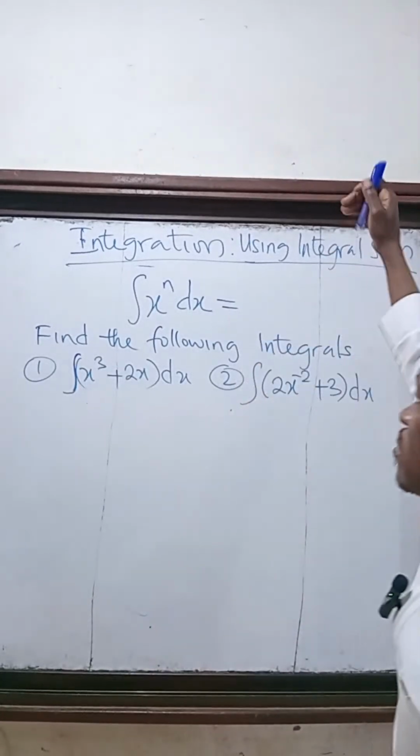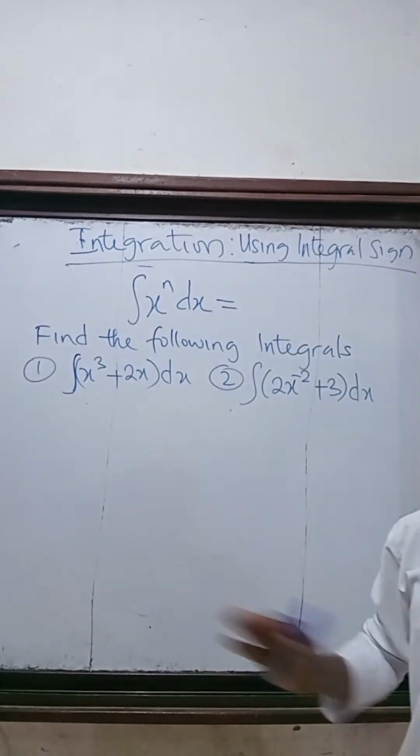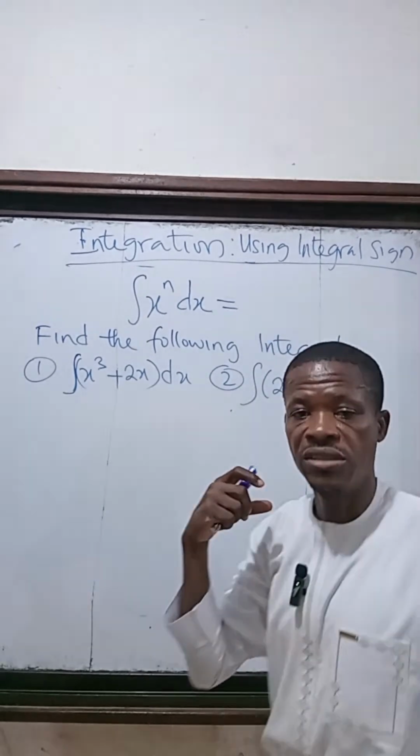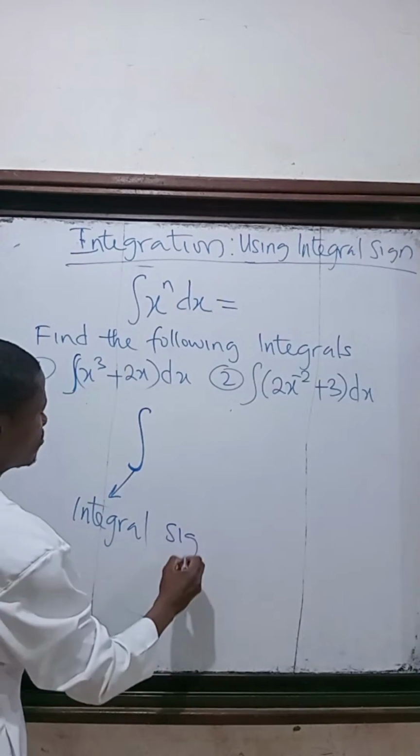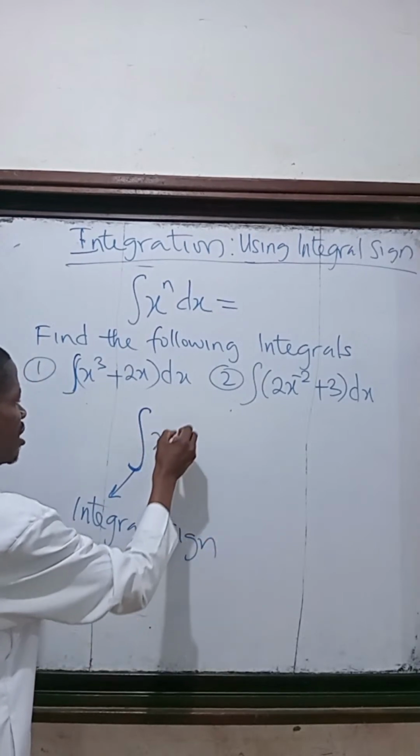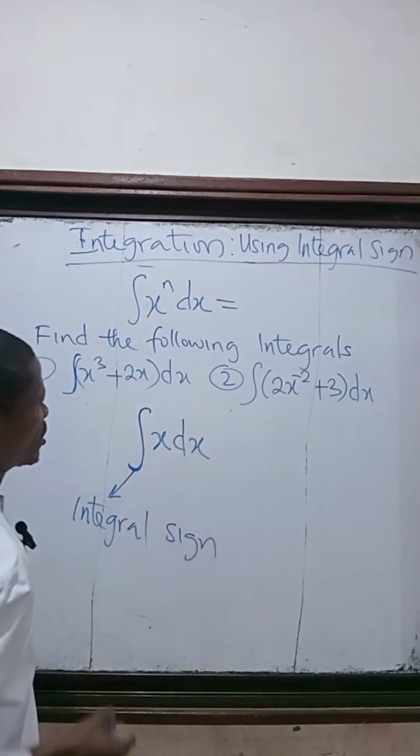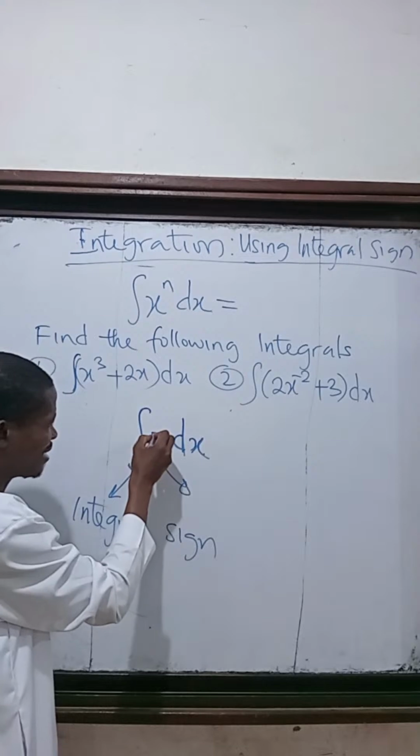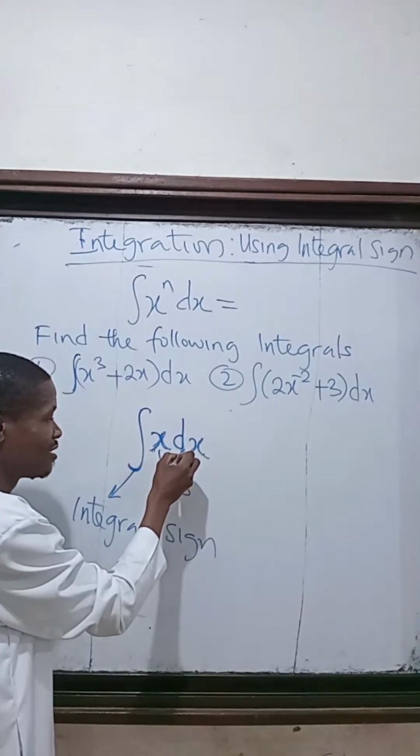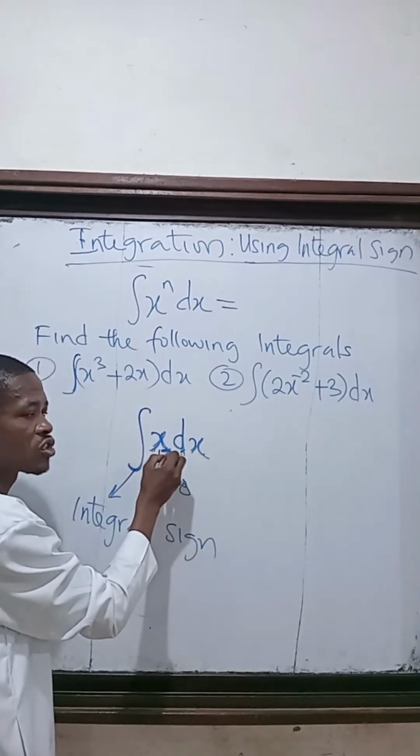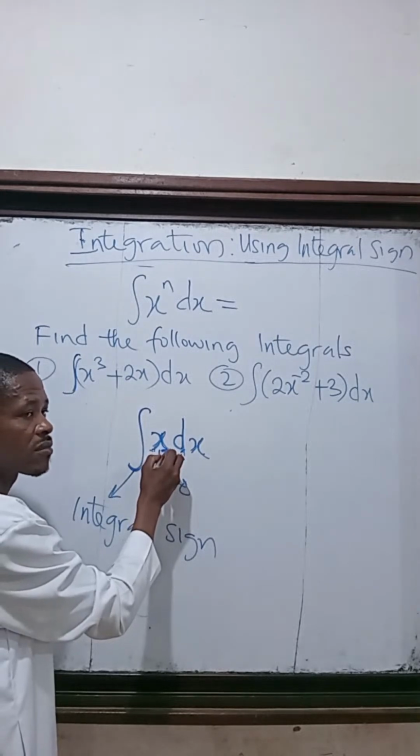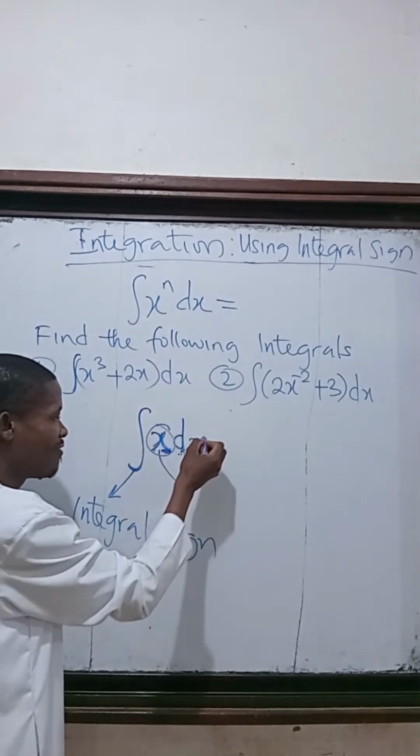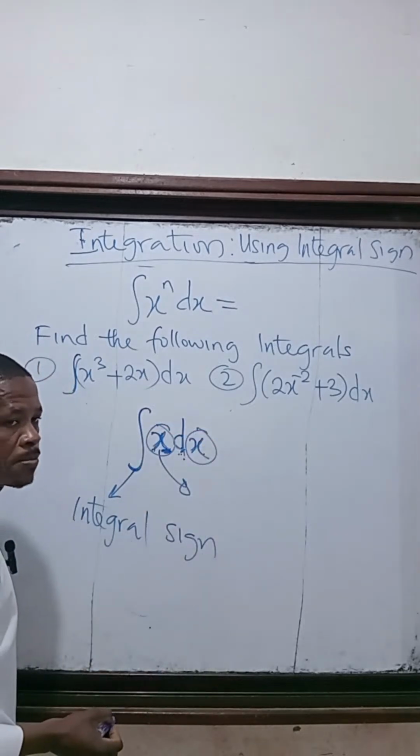We're looking at integration using the integral sign. I want to start from the general format, and then x dx. This x, integrating with respect to what? With respect to this function. Is that clear now? So this function here and this variable here must be the same thing.